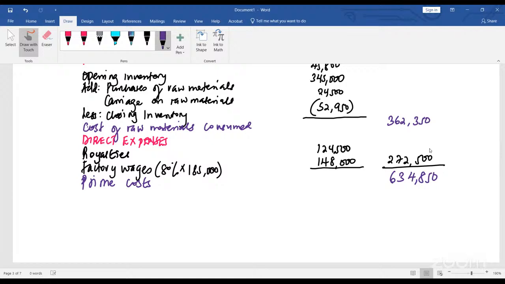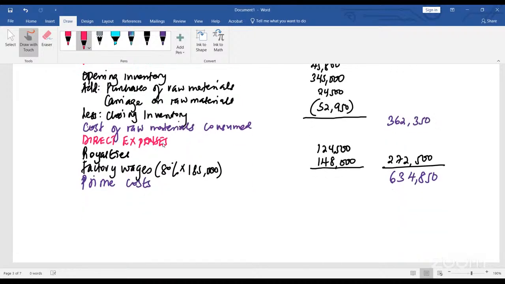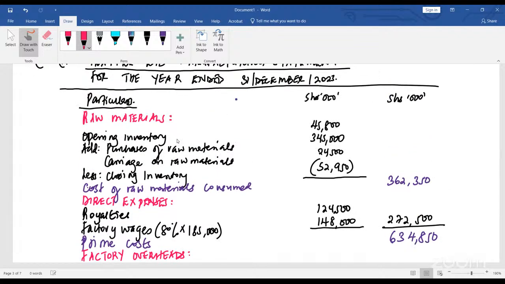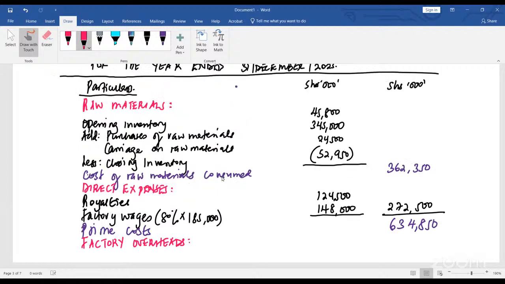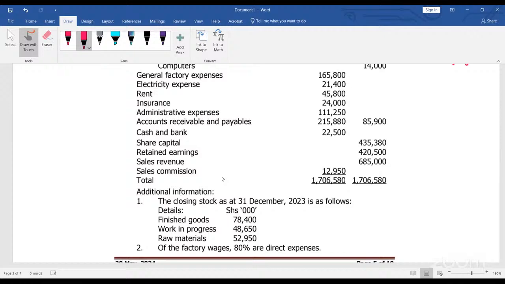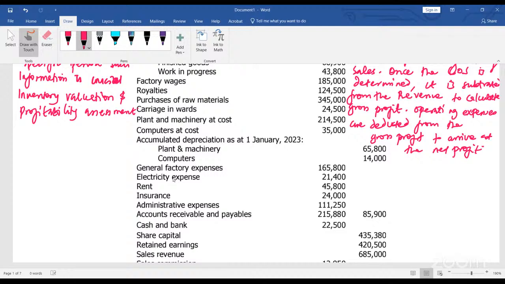Now we bring in the factory overhead. Factory overheads are those costs that are incurred and associated with the production, but not in a direct manner. Let us look at the factory overheads. Go back to your trial balance. You have general factory expenses. I can start with that.